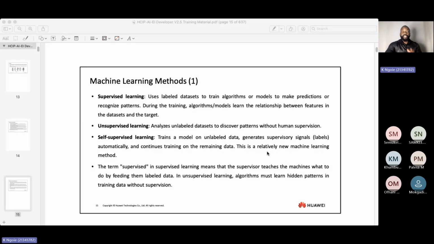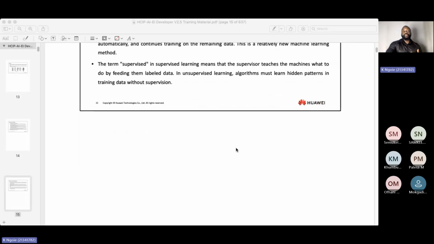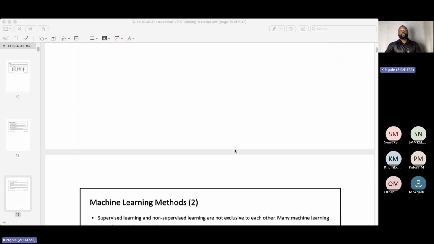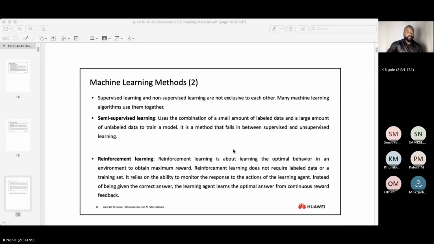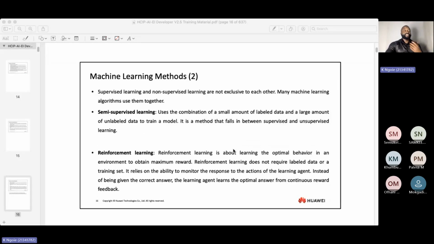Okay, so this is a new type of machine learning. The term supervised means we have the supervisor, we teach the machine. That means we have the human being who is there to provide the machine data by telling the machine what those data represent. But when we don't do that, we are in an unsupervised environment.